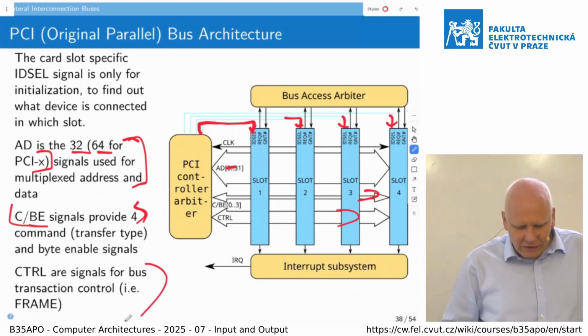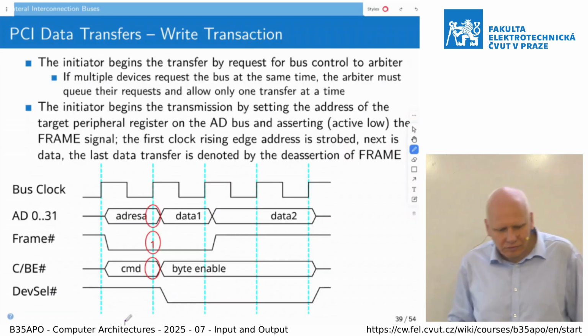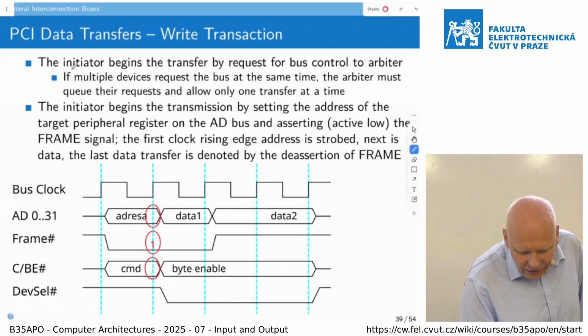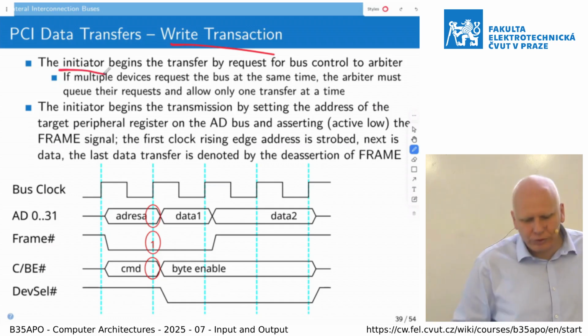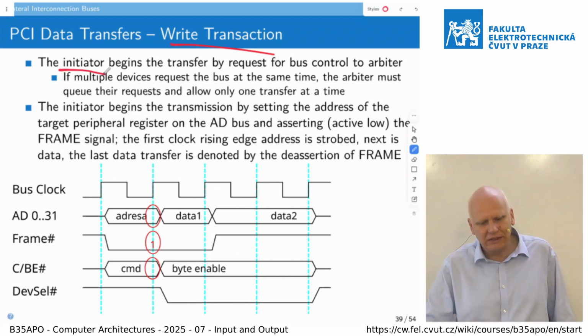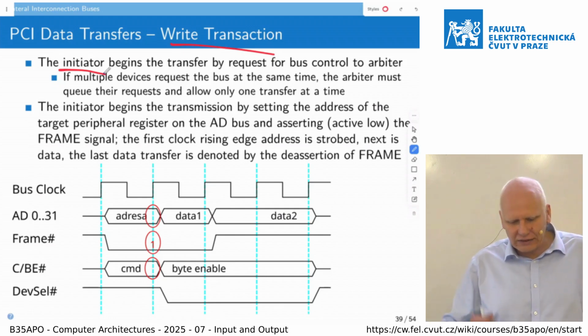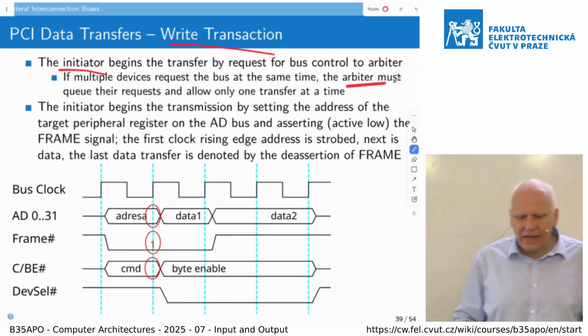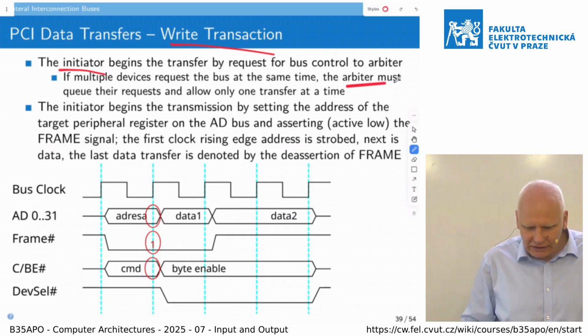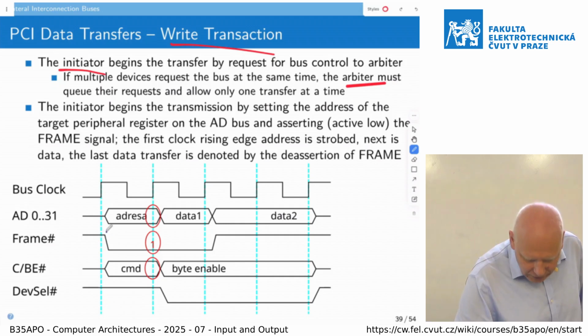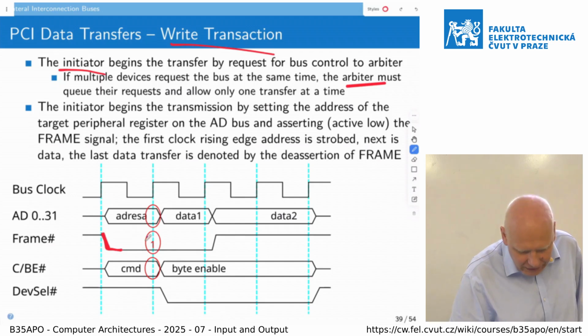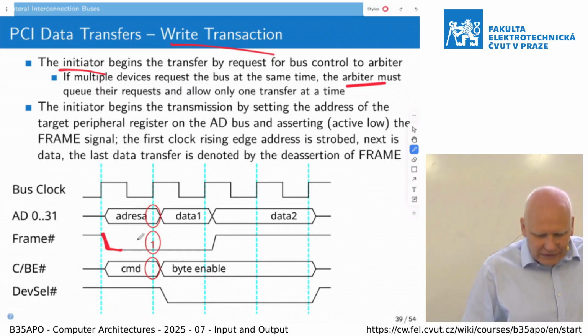From the control signals, we start with the FRAME signal. The transaction for the write operation starts in such a way that, for example, the processor, which became the initiator of the transaction, decides that it wants to write data. It needs to ask the bus arbiter if it can control the link. At the moment when it can control the link, it asserts the FRAME signal. This assert means that it goes to the low level, but the logical meaning is that it is active.